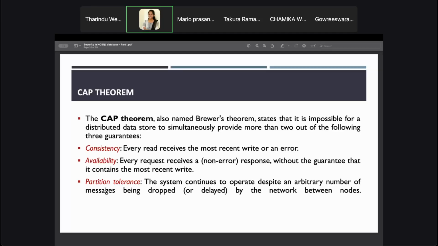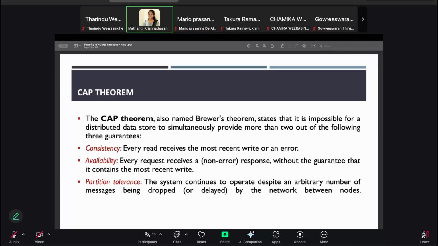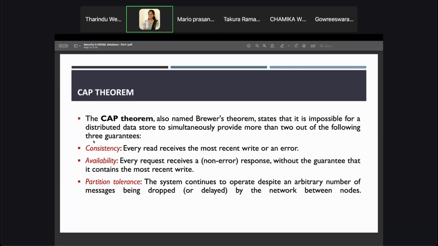We'll see one by one. CAP means, C means consistency, A availability, P partition tolerance. Consistency means each time when a person tries to read some data, he or she needs to get the latest value, or they need to get an error message. Okay, let's try to explain it using a table, then it will be easy for you.